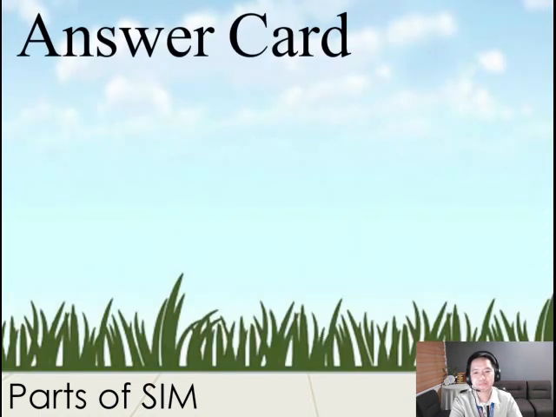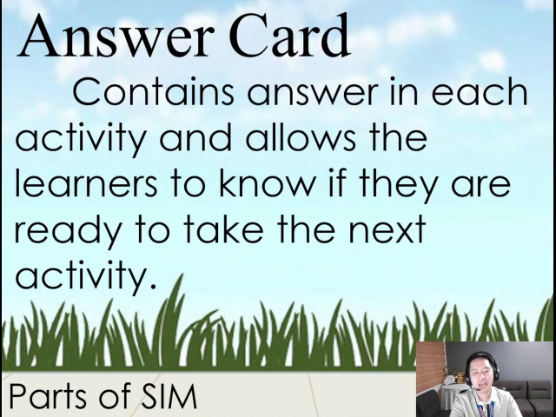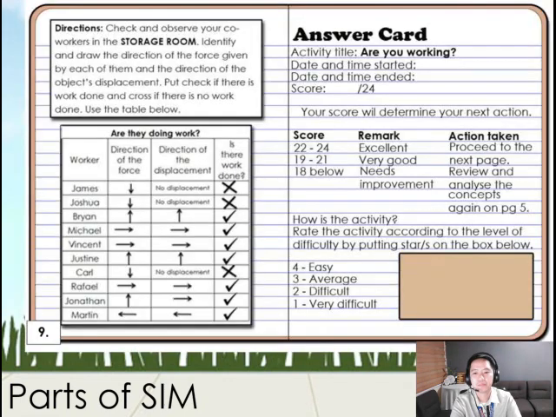Answer card. It contains answers in each activity and allows the learners to know if they are ready to take the next activity. If you have 5 activities, then you must have 5 assessment cards. Here is an example of an answer card. The activity, Are You Working? Here are the answers to the activity entitled Are You Working?